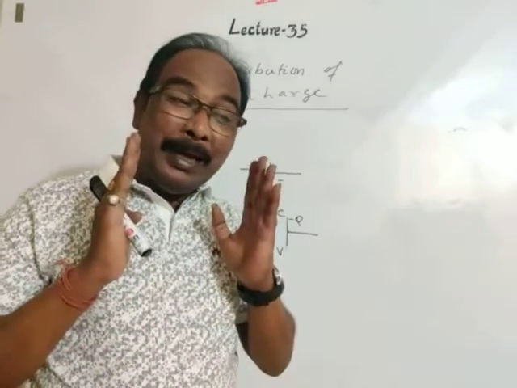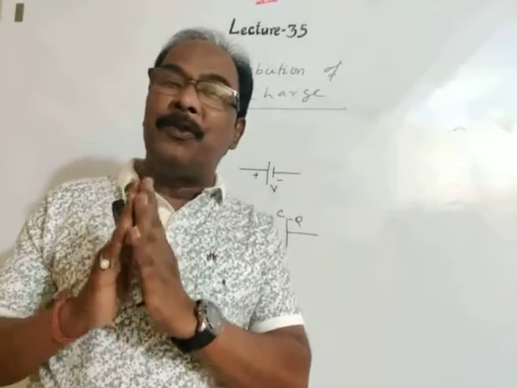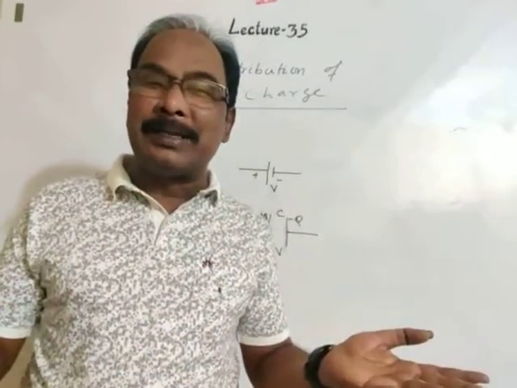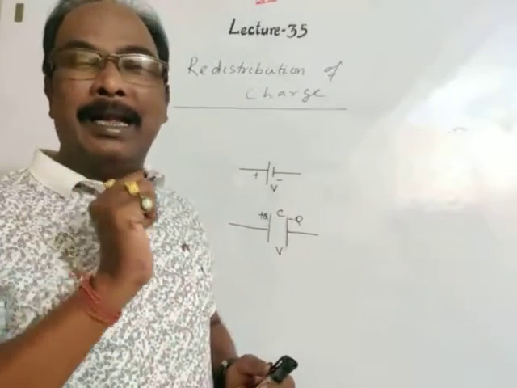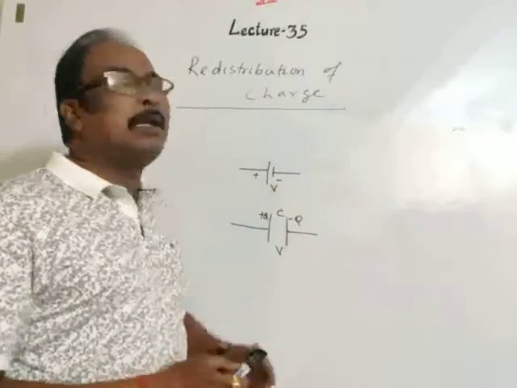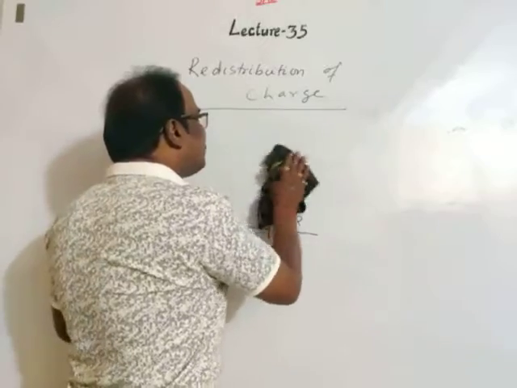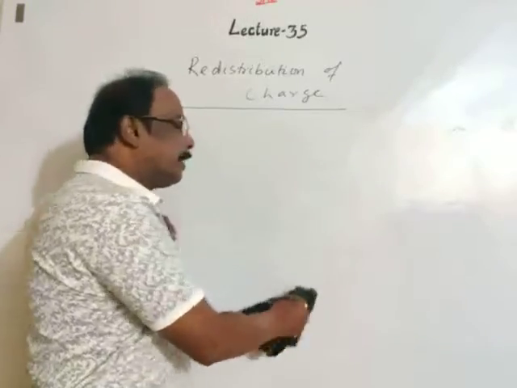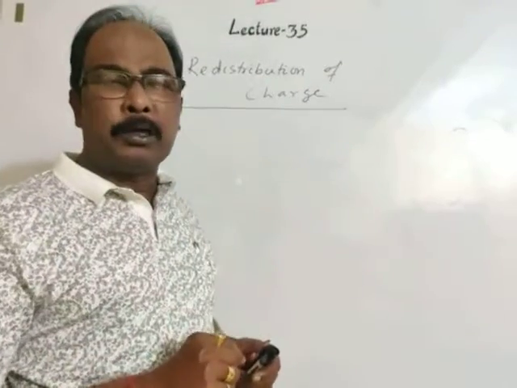Electric charge can't flow through insulators. So for flow of charge, we need a conducting path. This is the basic concept. Now we will discuss redistribution of charge. Of course, we may consider two capacitors or even two charged bodies.